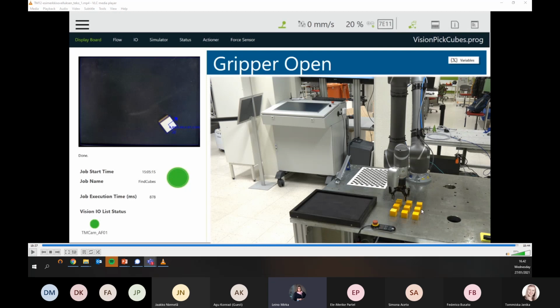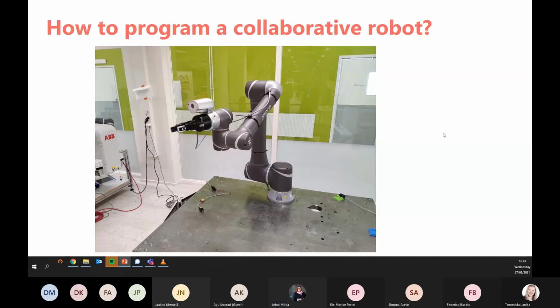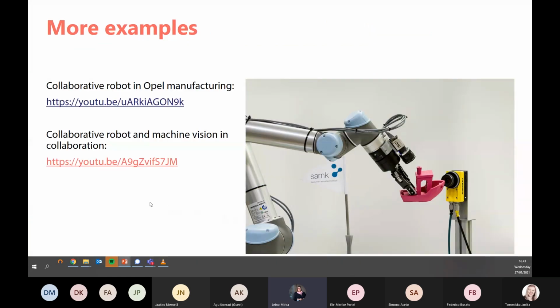And actually, as we know, there are lots of such simple tasks also in industrial factories. Sorry. Okay. I have a couple more examples here, but I'll just share these links. This first one is from Opel's manufacturing, and the other one is an example of how a robot and machine vision system work in collaboration.